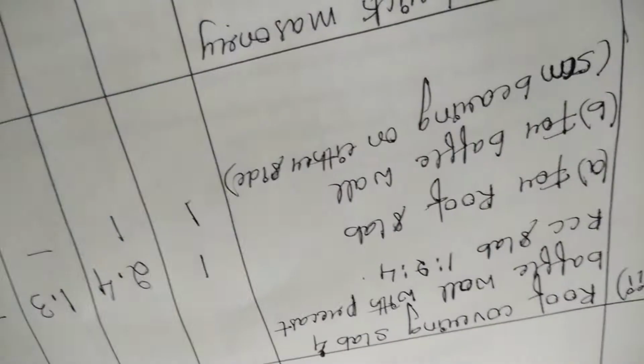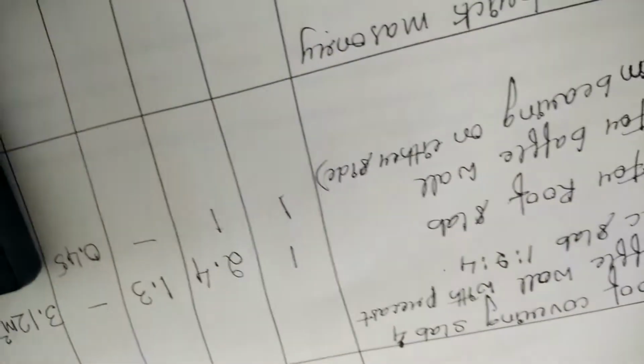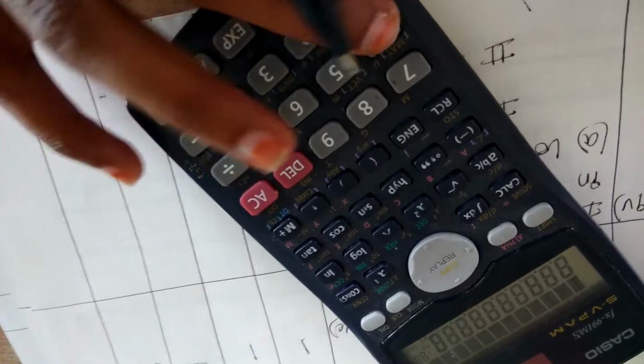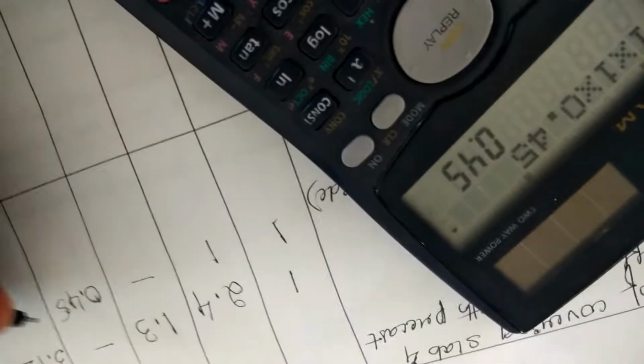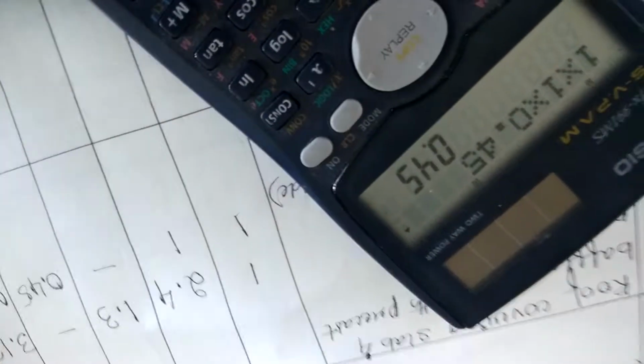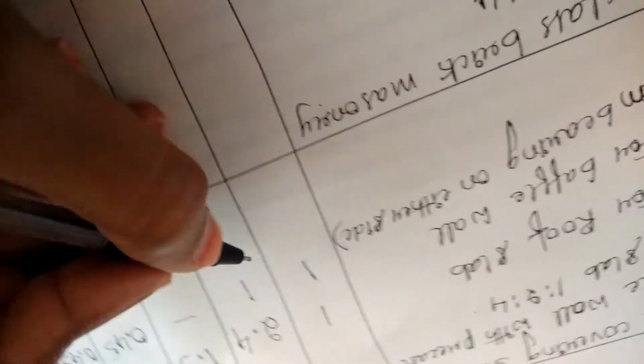Now, to find the quantity, we need to multiply all the three values. Let us multiply all the three values: 1 into 1 into 0.45. On multiplying these three values, you will get a value equal to 0.45, which is expressed in terms of meter square. So, that completes the portion of the baffle wall.